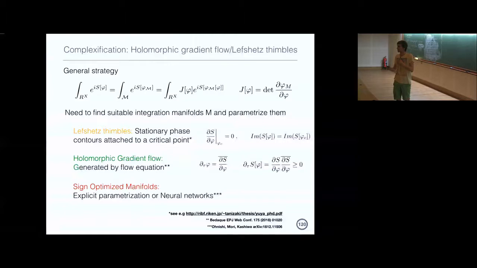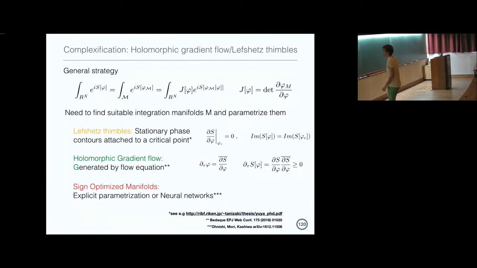The way to do this is to look at a flow. You flow each point on your integration contour, starting from your real space, with what's called the holomorphic gradient flow, with the complex conjugate of dS/dφ. Why is this a good thing to do? Well, what you can show is that if you look at how the action changes under this flow, comparing the action at the flowed point to the action on the real manifold, you'll find that it changes by a real number.